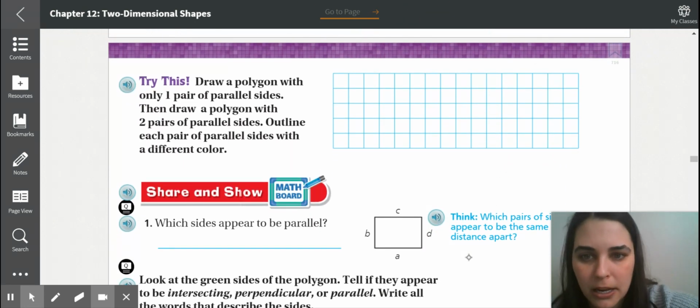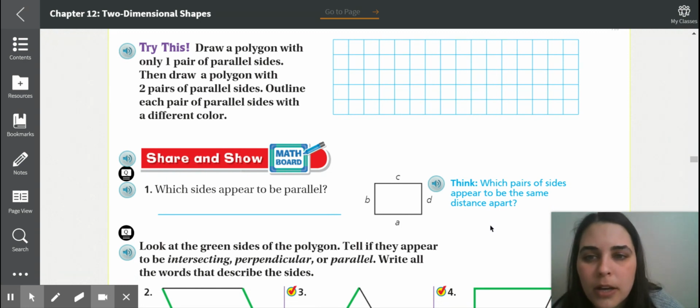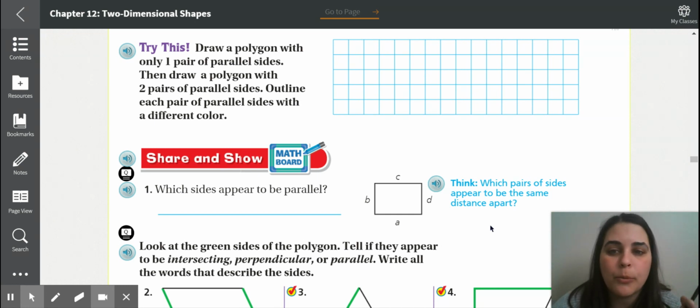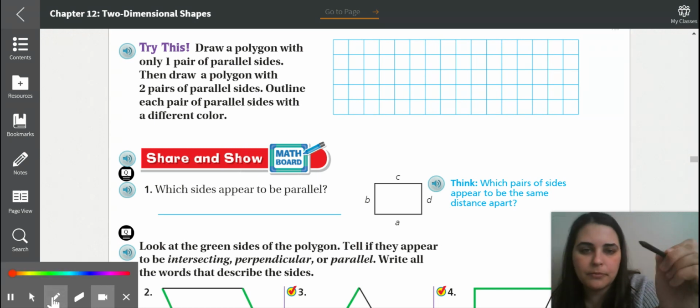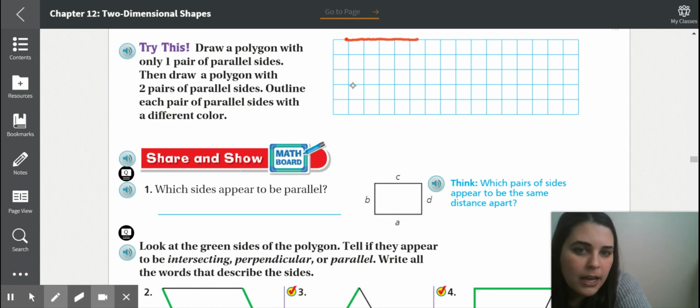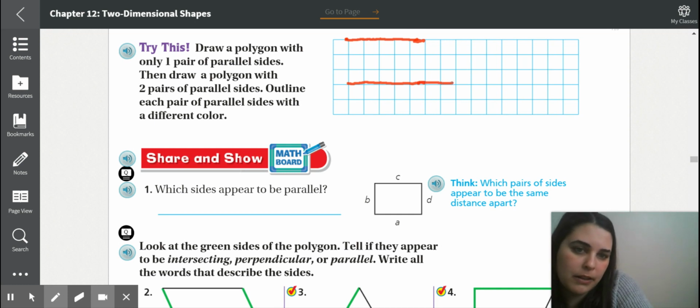Hey, go ahead and turn your page. All right. So let's try this. Let's draw a polygon with one pair of parallel sides, and then draw a polygon with two pairs of parallel sides. So let's do this together. If I were to draw a polygon with one pair of parallel sides, okay, so I could start up here. And those two lines would be parallel. They'll never ever cross. Make that one a little bit longer.